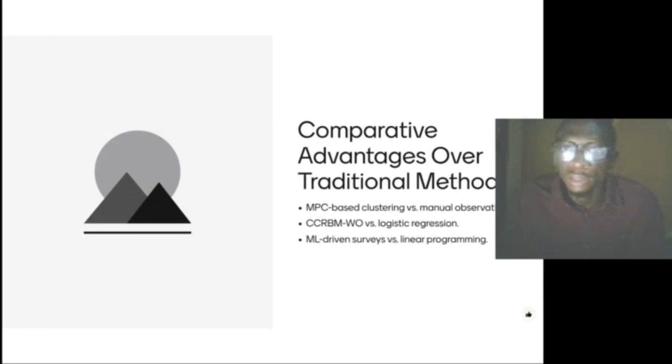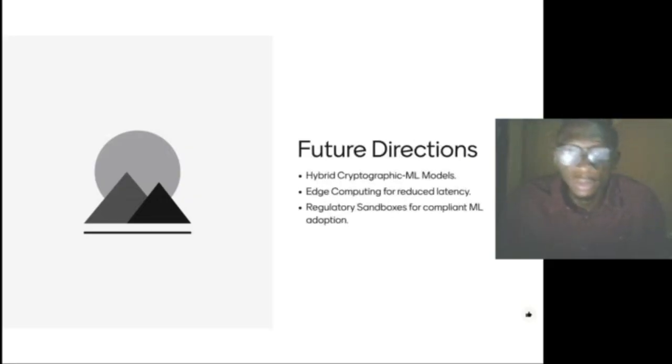Comparative advantages over traditional methods include the following: MPC-based clustering versus manual observation, CCRBM-WO versus logistic regression, machine learning driven survey versus linear programming. For future directions: hybrid cryptographic ML model, edge computing for reduced latency, and regulatory sandboxes for compliant machine learning adoption.